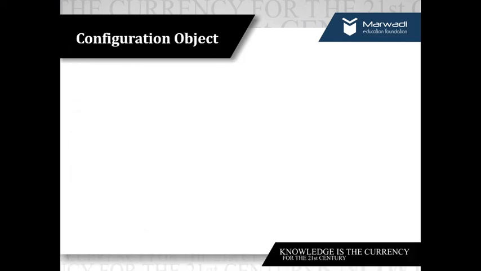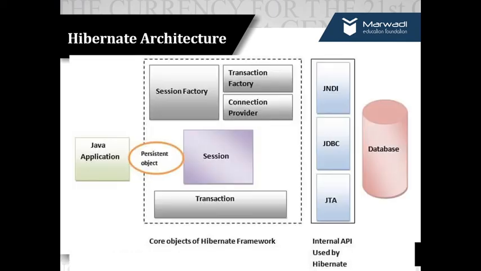Now let's see one by one objects. You can see there are different objects available over here. Session factory is there, transaction factory, connection provider is there, session is there. Java application stores a persistent object through this session via this internal API, let's say JDBC API, directly into the database. And there is a transaction layer if you want to provide transaction support. So let's one by one learn each and every configuration object.